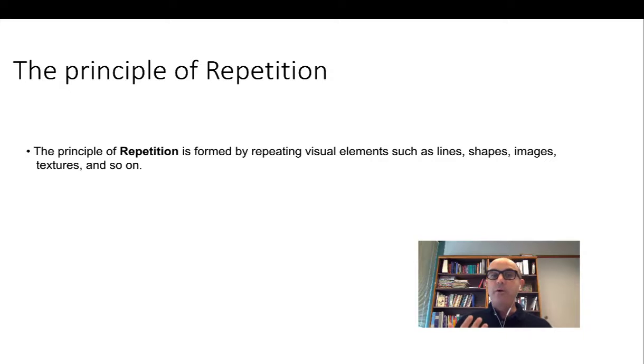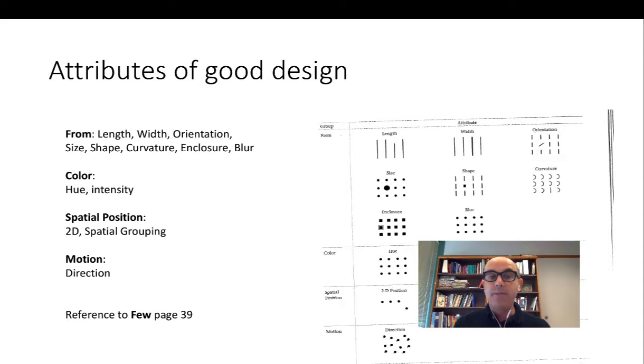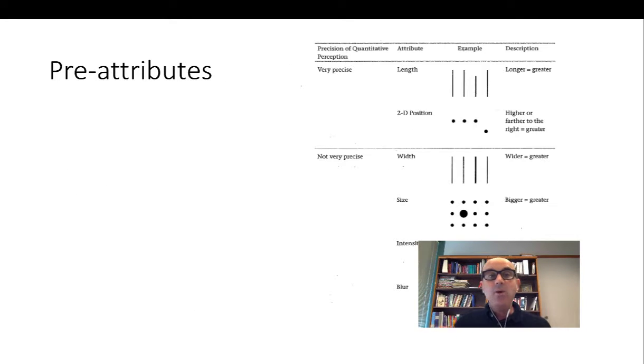The principle of repetition is also a key element. Repetition is a key component, and I will try to show you examples from the past and nowadays throughout the semester about repetition and how it plays out. So good attributes for a good design are the size, the shape, the enclosure, the blur, the colors, the position, the motion, and that's from our textbook, page 39.